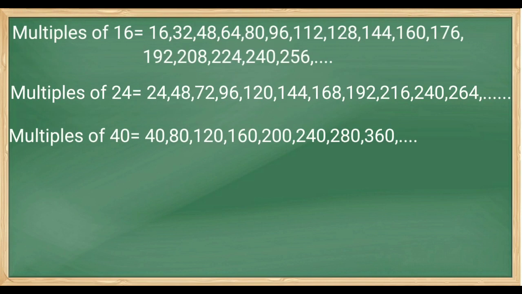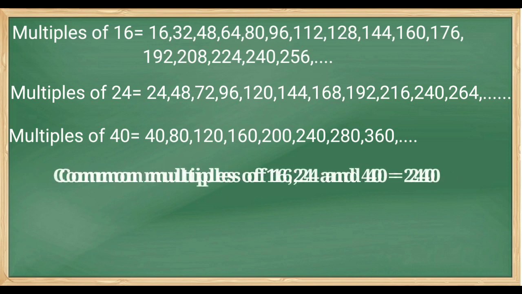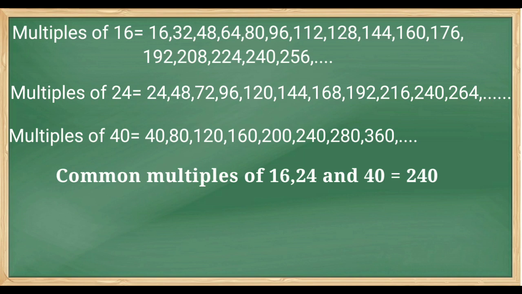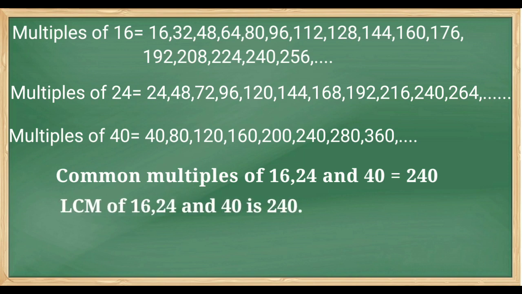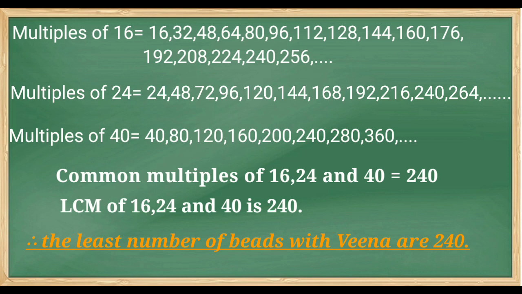So to solve this sum, we will have to note down the multiples of 16, 24 and 40 first. After which we pick up and write down the common multiple of all the three numbers, which in this sum is 240, which also is the LCM of the three numbers. Therefore, the least number of beads with Veena is 240.